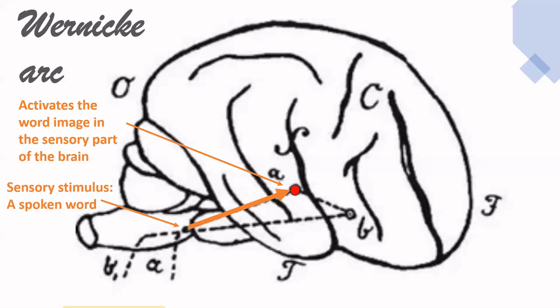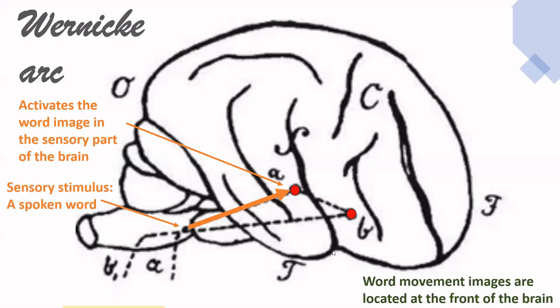So if we hear a word for the first time, like cat, that will generate a word image in the temporal lobe. And the second time you're confronted with that word, the image is activated. So when we hear a word, the word image in the sensory part of the brain is activated. And to pronounce that word, we basically activate the word movement image, which is located in the frontal part of the brain. And if that is activated, it will lead to movement, or in this case, speech. And the word images and movement images of words are connected with one another.